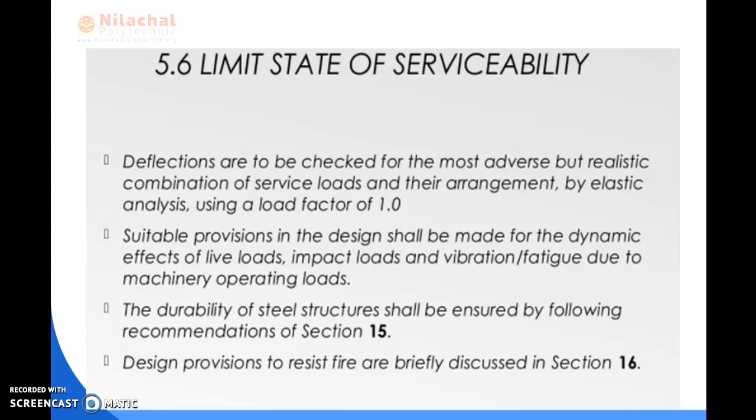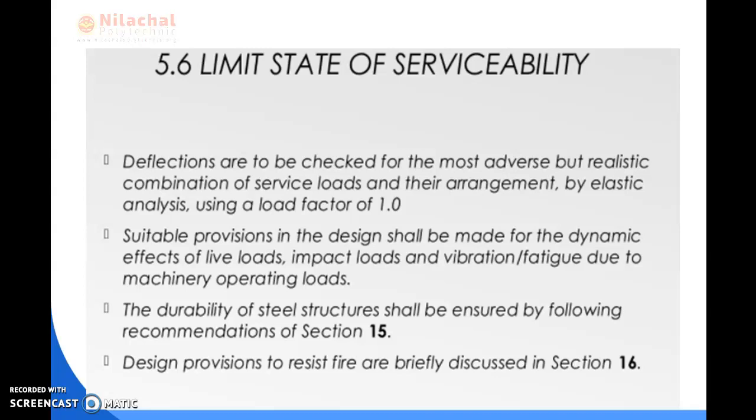Then we discuss limit state of serviceability. In the limit state of serviceability, deflections are to be checked for the most adverse but realistic combination of service loads, by elastic analysis using a load factor of 1.0, and suitable provision in the design shall be made for the dynamic effect of live load, impact load and vibration fatigue due to machinery operation loads.